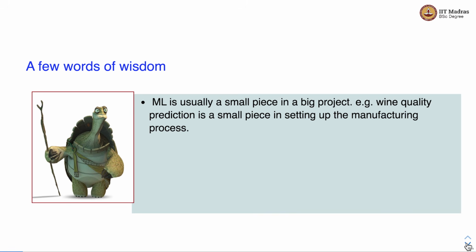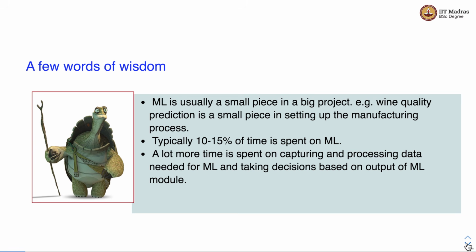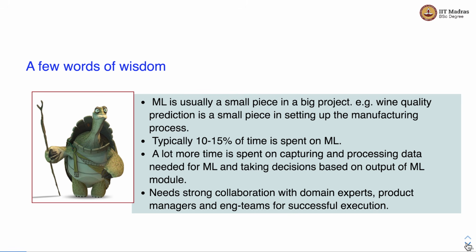So generally, machine learning is a small piece in the big project. For example, wine quality prediction is a small piece in setting up the manufacturing process. We typically spend 10 to 15% of the time on machine learning setup. A lot more time is spent on capturing and processing data needed for machine learning and taking decisions based on the output of the machine learning module. And we need strong collaboration with domain experts, product managers, and engineering teams for successful execution of machine learning projects.